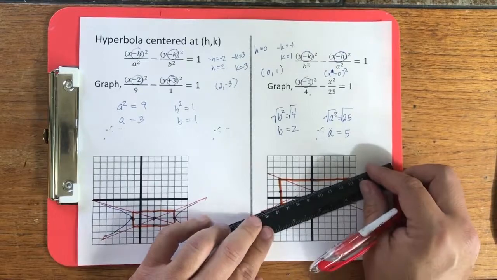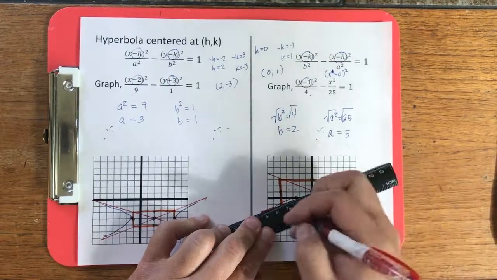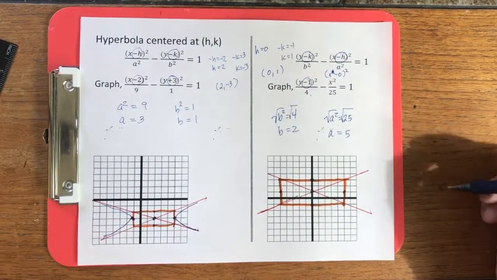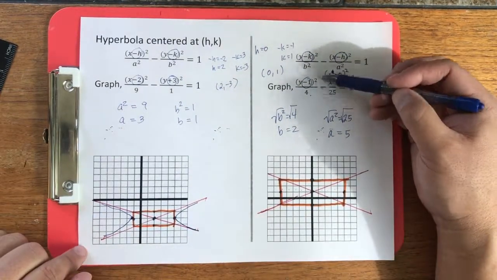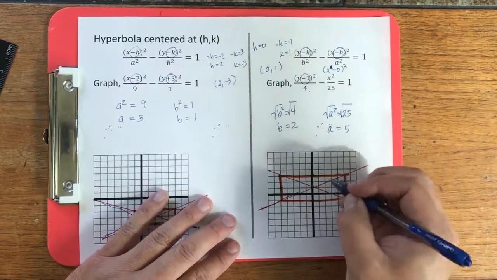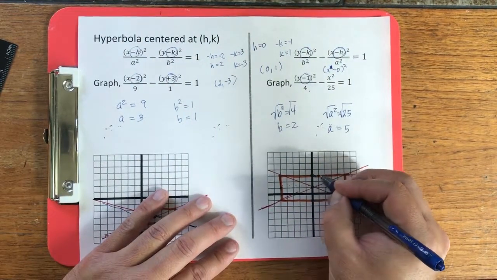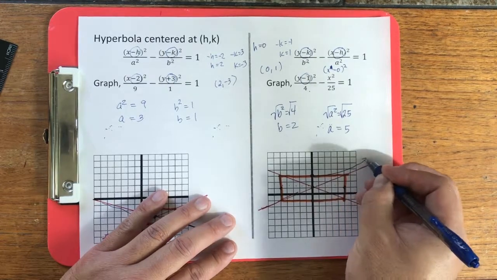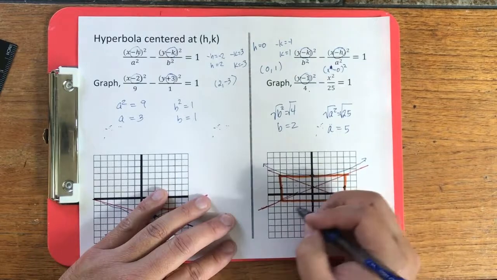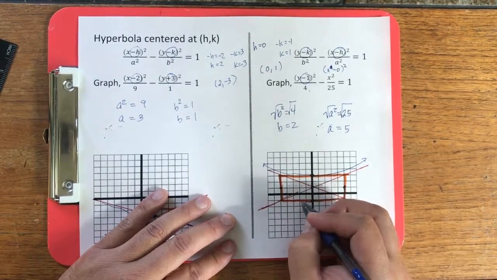Oh, I got a little jimmy hands there. Let's try that again. And then let's double check. The y term is positive, the x term is negative. So we're going to draw our hyperbola. It's going to go through this point. It's going to follow the red lines, and it's going to go up and down.